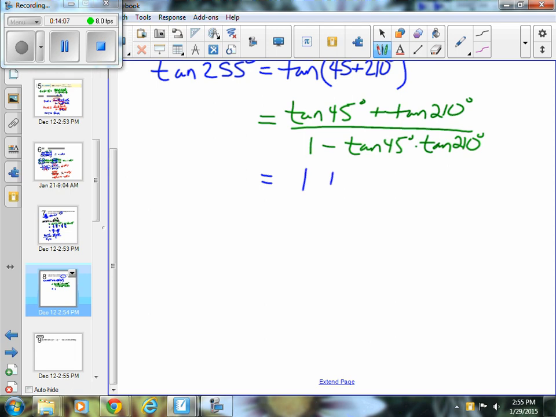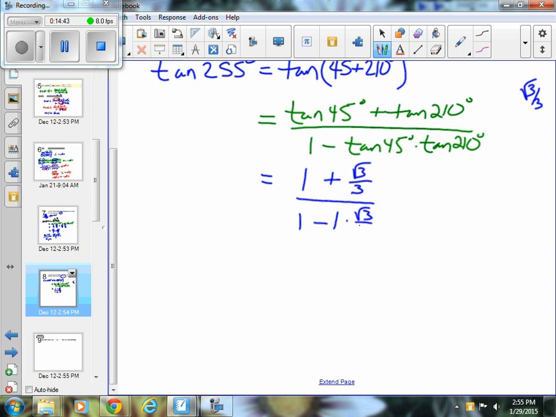Tangent of 45 is 1. Tangent of 210, that's a 30-degree reference angle. And tangent of 30 degrees is square root of 3 over 3. Because it's in quadrant 3, it would be a positive answer, right? So that would be a positive number there in quadrant 3. So plus square root of 3 over 3. And then in the denominator, we have 1 minus, tangent of 45 is 1, and then times square root of 3 over 3 again.